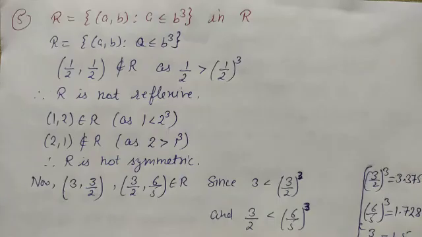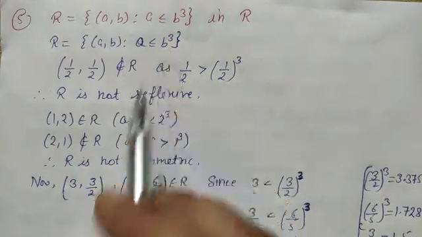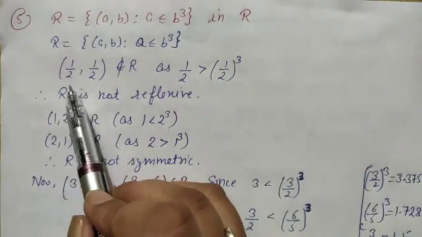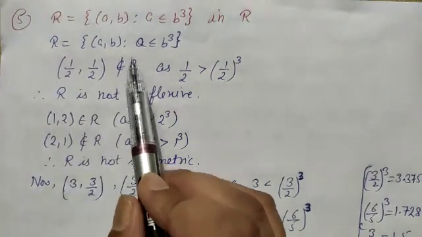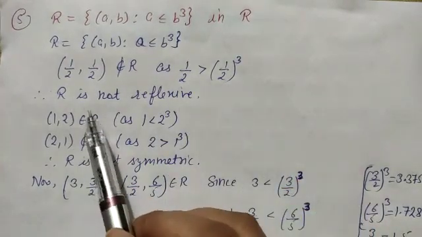Next, fifth question is: check whether the relation R in ℝ defined by R = {(a, b) such that a ≤ b³} is reflexive, symmetric or transitive. Relation is R = {(a, b) such that a ≤ b³}. Here we take element 1/2. (1/2, 1/2) does not belong to R as 1/2 is greater than the cube of 1/2. So R is not reflexive.